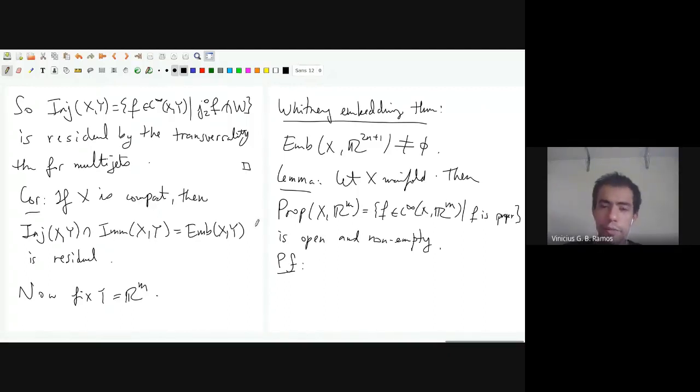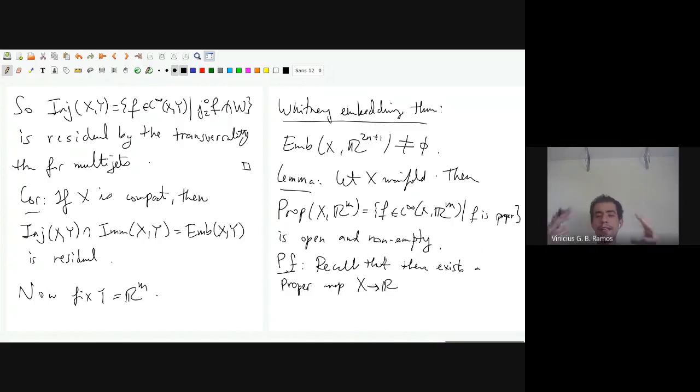Okay, so let's prove this. The proof is actually kind of straightforward. First recall that there exists a proper map from X to R. So we can always find a proper map of a manifold into R. And the way that we do that is by exhausting X with an increasing sequence of compact sets. I explained that a few classes ago, how you can find K1, K2, K3, etc. So you can write X as an increasing union of a countable number of compact sets, K_n contained in K_{n+1}. We can actually make sure K_n is contained in the interior of K_{n+1}, and K_n is compact.